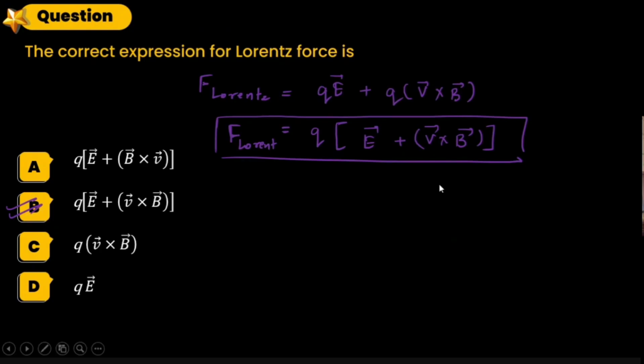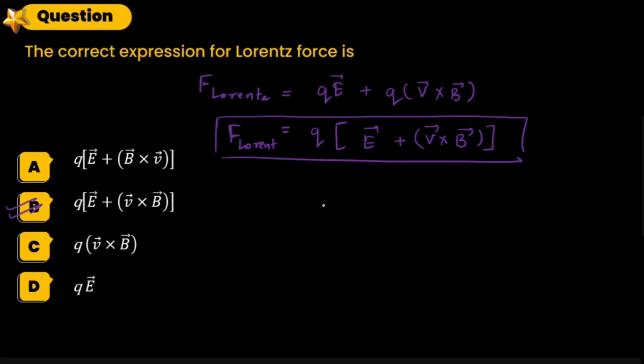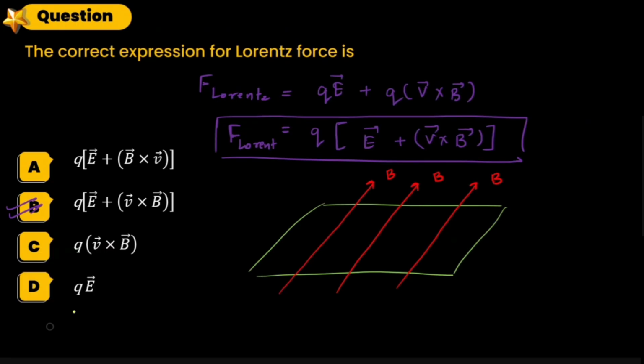Again, A and B are not the same. Understand it. Let me just give you an example to understand that A and B are not the same. So suppose this is a plane, and in this plane, there exists a field in this direction, like that. This is the magnetic field. Now, I have a charged particle Q, which is moving in this direction with some velocity V.